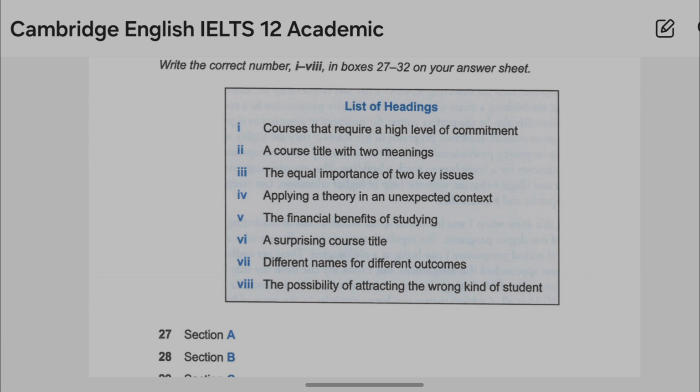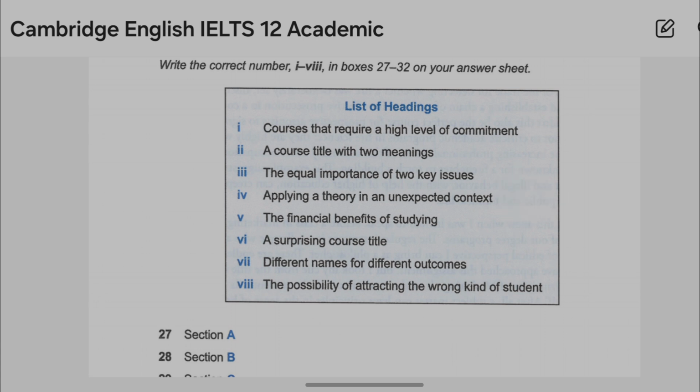Second is a course title with two meanings. Yes, the writer has particularly mentioned a course title named Arson for Profit, but he hasn't mentioned the meaning of that name or any two meanings. So this is again not the answer. The third heading is the equal importance of two key features. No importance or two key features have been discussed in this paragraph. The fourth heading is applying a theory in an unexpected context. No theory has been discussed, nor anything about applying a theory. So this is not the answer again.